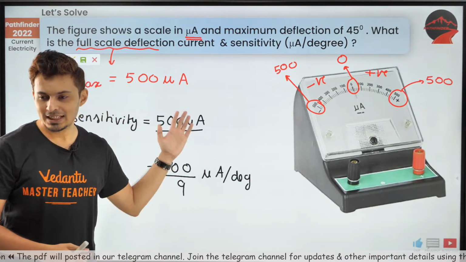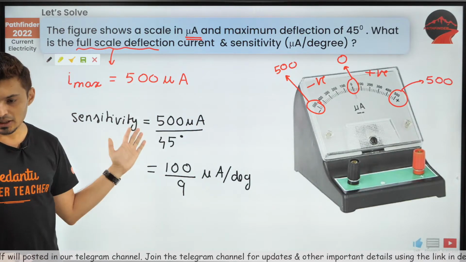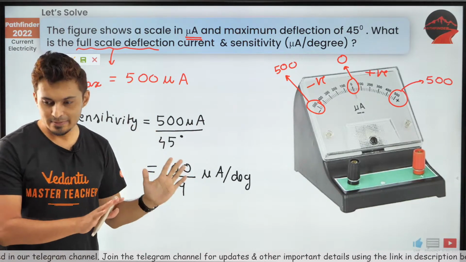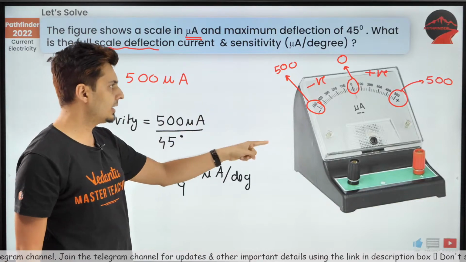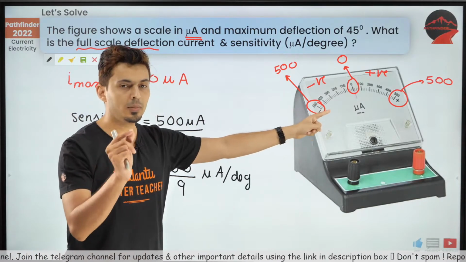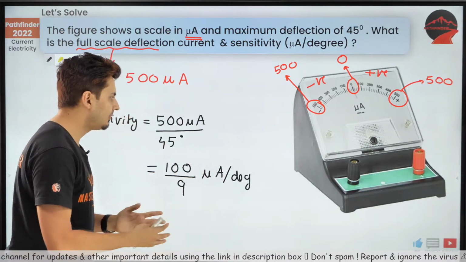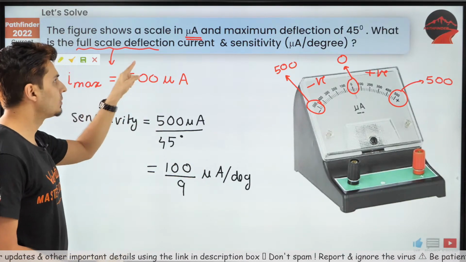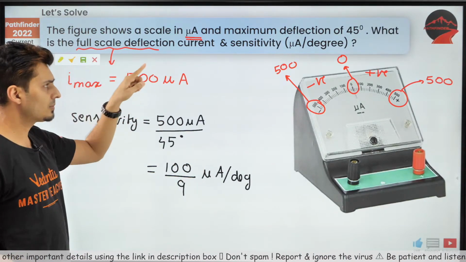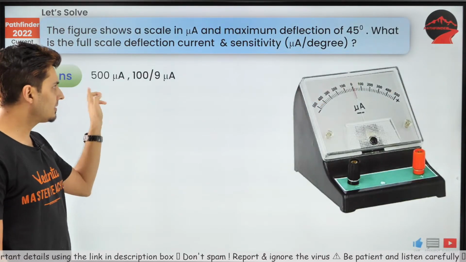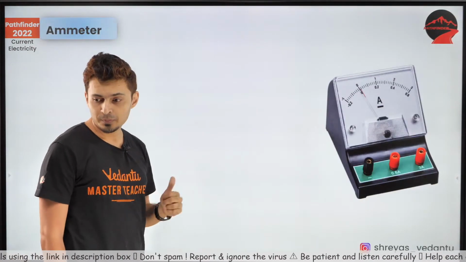Correct. I hope this is clear. Praveen, I hope you understood this now. Okay, as simple as this. This is the maximum deflection current, and sensitivity means how many microamperes or amperes or whatever per unit deflection. So in this case, the units were degrees and on the top it was microamperes. So that's the answer guys for this particular question. Great.